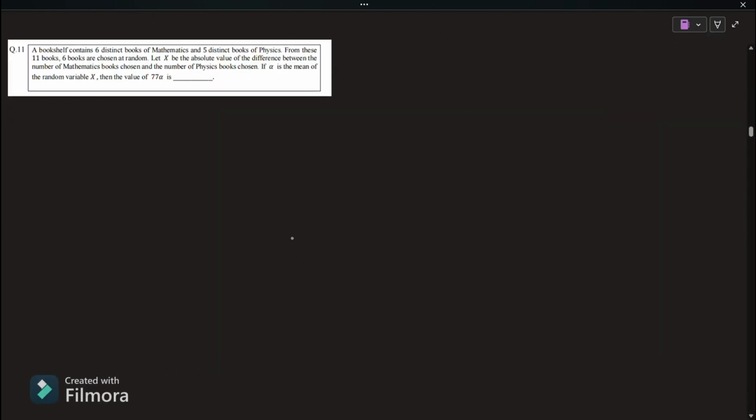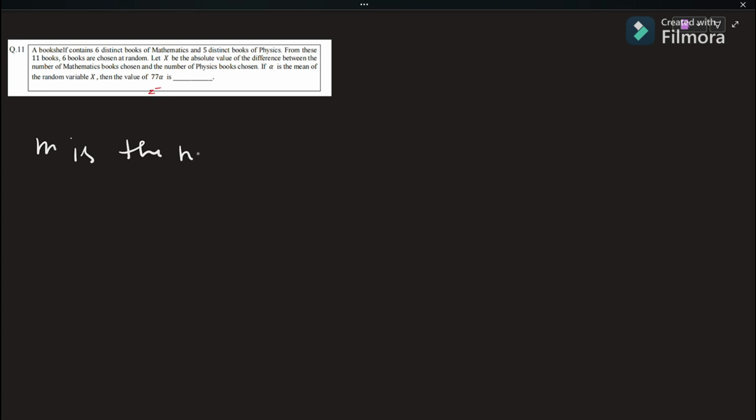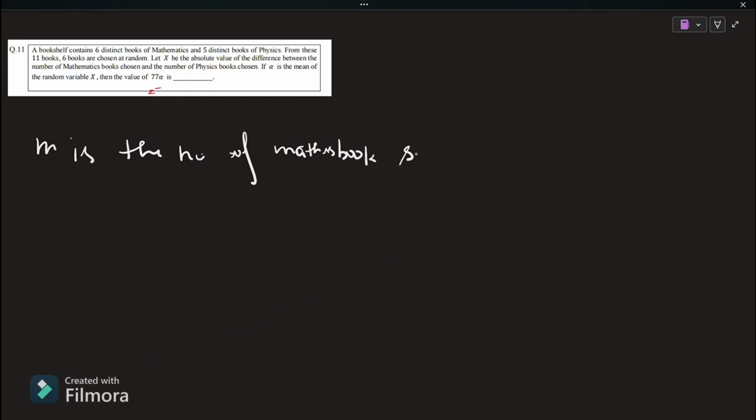Okay, next question is question number 11. In this question, there are 6 distinct books of mathematics, 5 books of physics, and 11 books in total. 6 books are chosen at random. Here we want to find the value of 7 alpha. Now see the question. Let's start to solve it. So let's say n is the number of maths book selection.